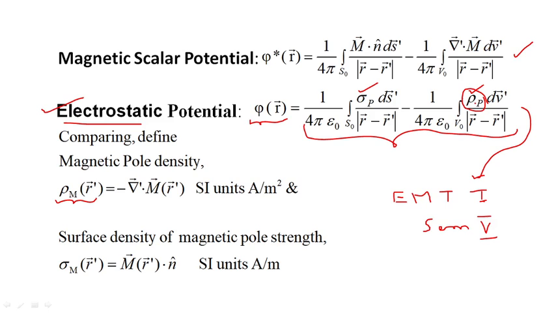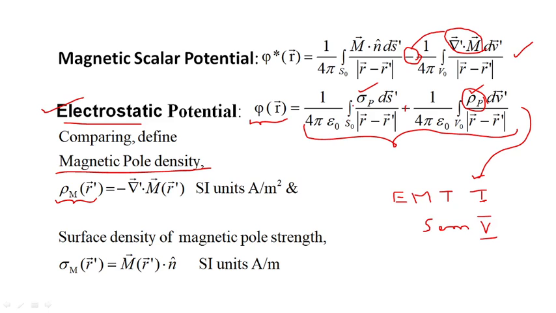Corresponding to this rho p, we define rho m in magnetism. It is called the magnetic pole density. If you compare this part, with r minus r dash and dv dash, it is equal to this quantity along with the minus sign. Sorry, here it is in fact a plus. Okay, there is a mistake here, it is a plus along with the minus sign. So rho m equals minus del dash dot m.